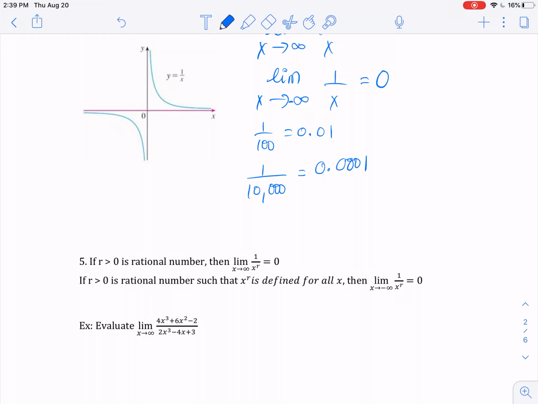Now, please never substitute infinity into x. We're not allowed to do that because infinity is not a number. So please do not do that. Now, to evaluate the limit at infinity, we first divide both numerator and denominator by the highest power of x that occurs in the denominator right here. So you see the highest exponent is x cubed in the denominator. So we're going to use that and divide everything by x cubed.